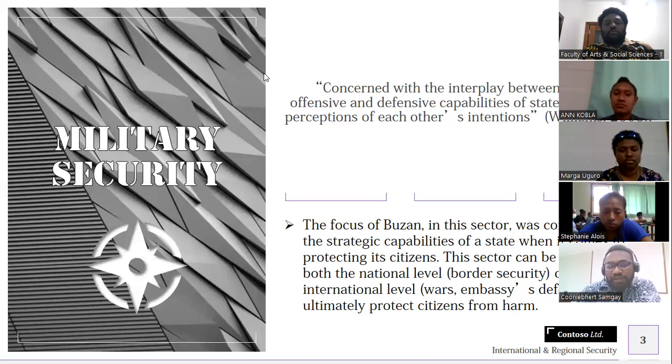And also we have the international level or the regional level, where we can see that military security can extend over border security just to defend the rights of a particular state's citizens, where we can see World War I and II, which was an example of that. And the MV Tampa incident that we studied last year is related to the national level, where Australia enacted their military security to protect their borders. And this is all to ultimately protect citizens from harm.